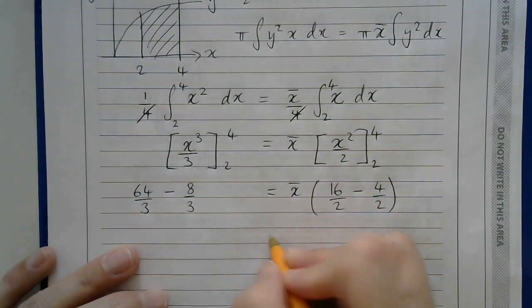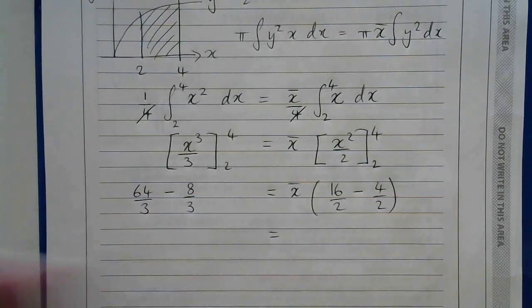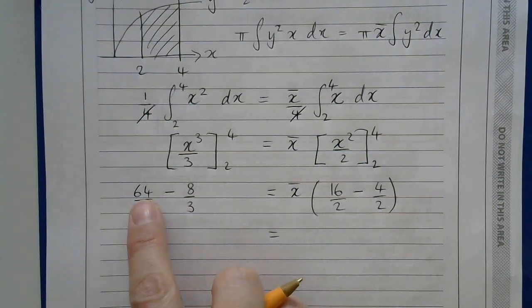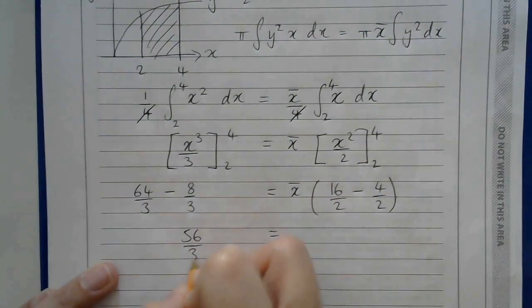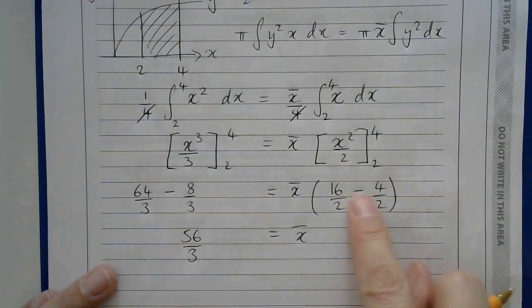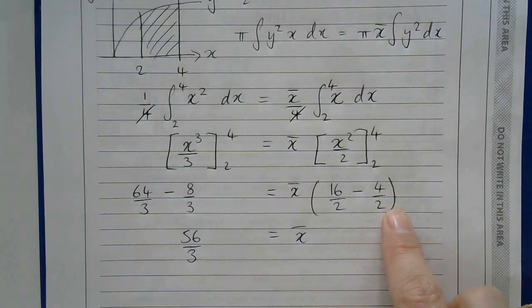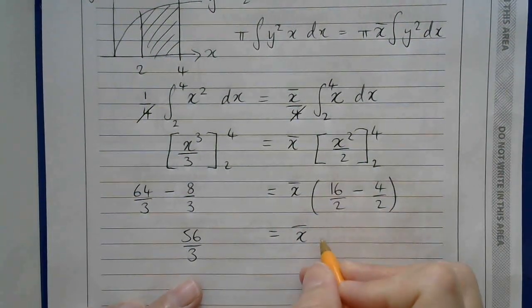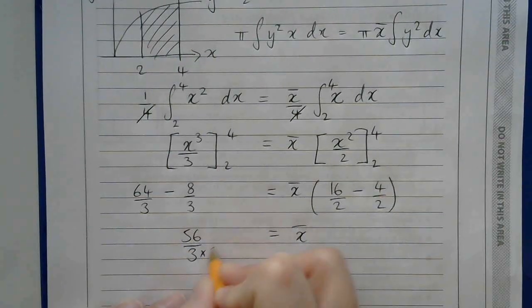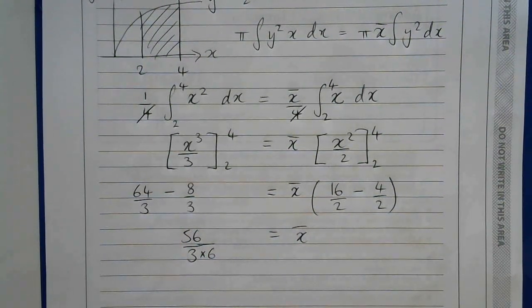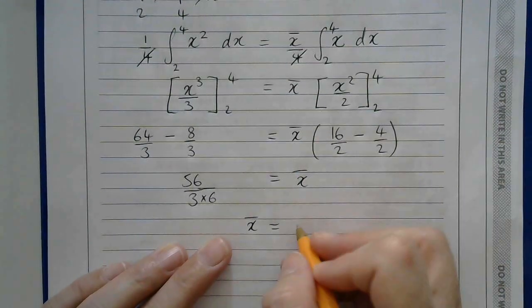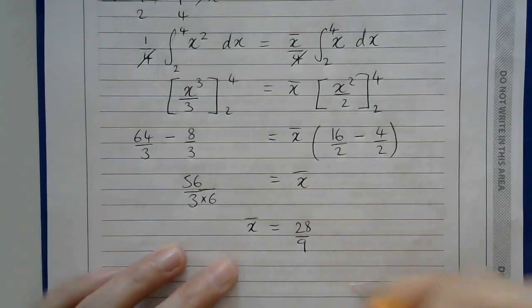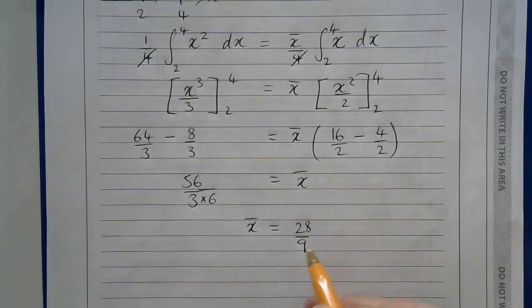So if I calculate this, then I have 64 minus 8, which will give me 56 over 3. And on the right hand side I get 8 minus 2. 8 minus 2 is 6, so I will end up with a 6 here, but then I will divide this side by 6, so I end up with a 6 on the bottom. And so if I simplify 56 over 18, then I actually end up with this exact value of 28 over 9.